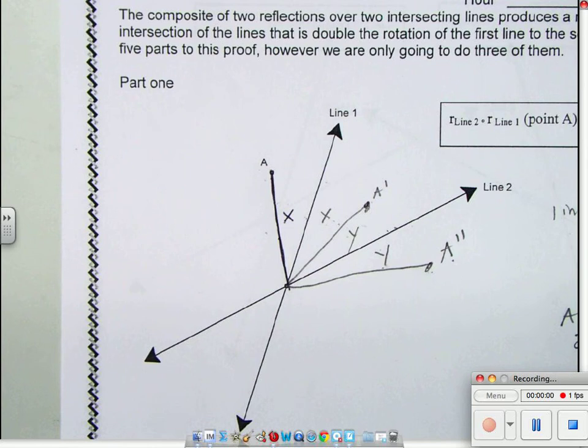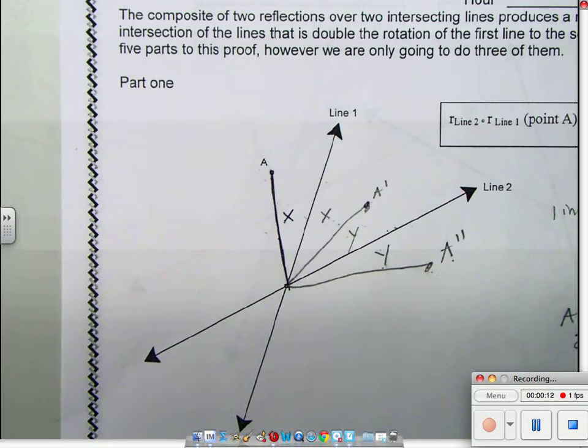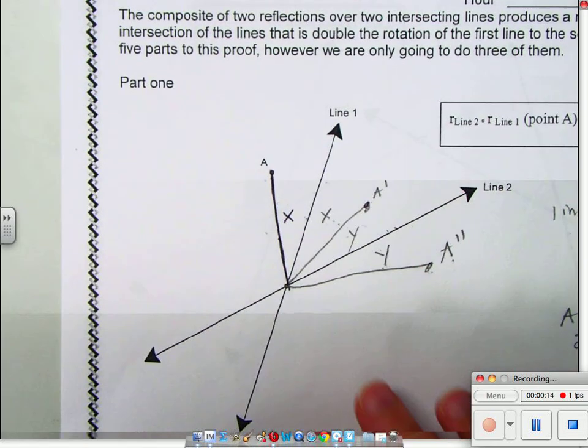Okay, ladies and gentlemen, we're looking at the proofs packet of reflecting over parallel lines. So we are reflecting over parallel lines.